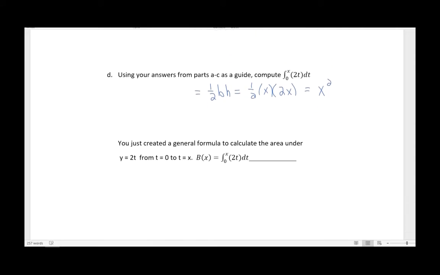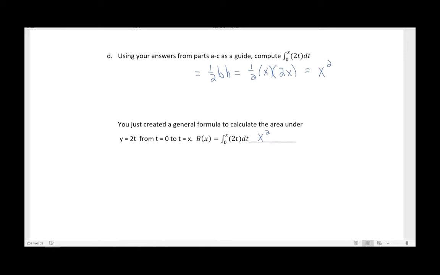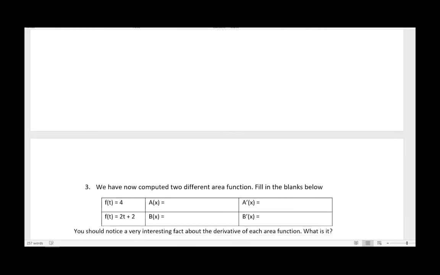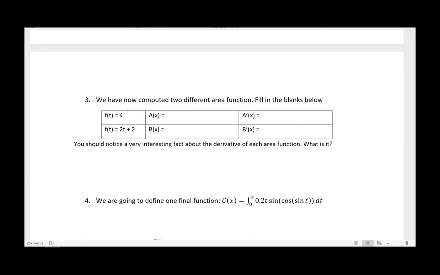So again, just to summarize this, we have created an area function for this particular integral, and it's x squared. So I'm just calling this b of x to represent the area under the line y equals 2t from 0 to x. And on the prior page, I called this a of x, just so we can distinguish between the two. So to just summarize, when we had f of t equals 4, a of x was 4x. And I have a typo here. When f of t was 2t, our b of x was x squared. So here's just a summary of the two prior area equations that we got.